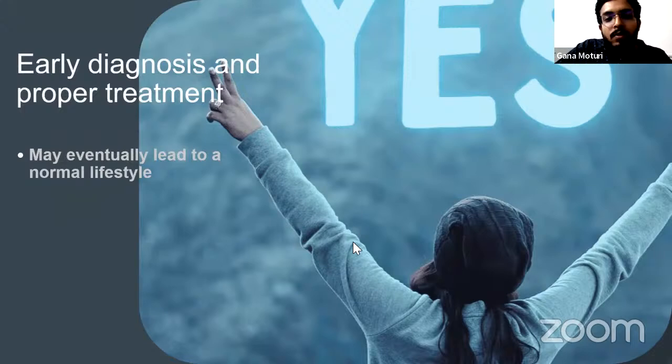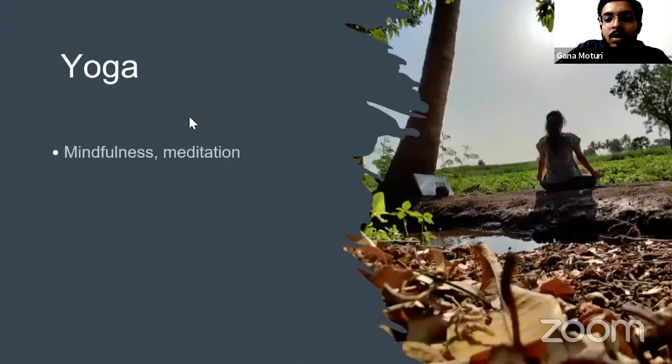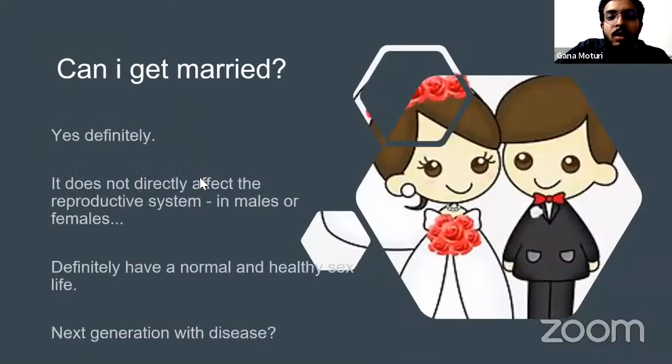So from the rheumatological perspective, ankylosing spondylitis is to be diagnosed early and treated early so that it will eventually give a normal lifestyle to the patient. So ankylosing spondylitis is a treatable disease if it is diagnosed early and proper treatment is taken. And yoga therapy is essential for mindfulness and meditation.